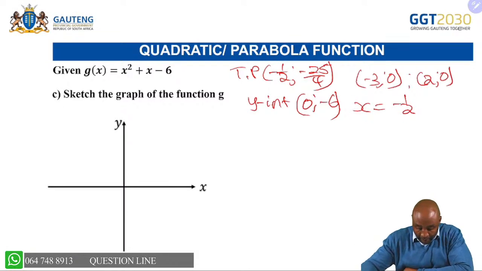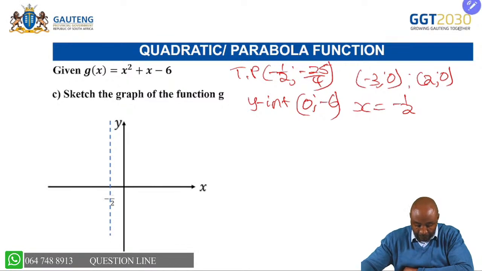Now, let's quickly do the sketch. I will start with the axis of symmetry. X is equal to negative half. I will have the coordinates of the turning point, and I will also have the y-intercept, the x-intercept.